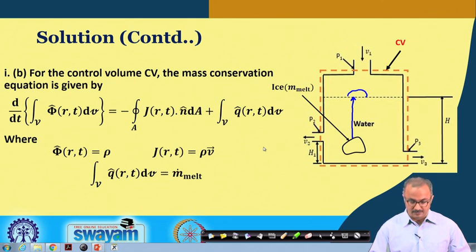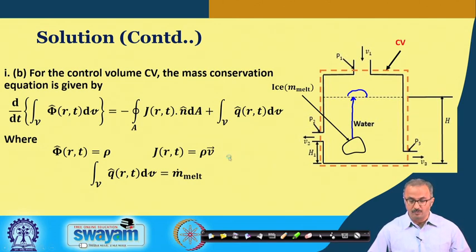Okay. So, now when we put this, we find that we will not be able to put this as 0, because this is an unsteady state process. We have to retain this, and neither will we be putting this as 0, because this will take care of the melting of the ice. So, here we are writing that this phi cap is taken as the rho, and this j is the rho v again as earlier, and this particular term is the amount of ice in the system.